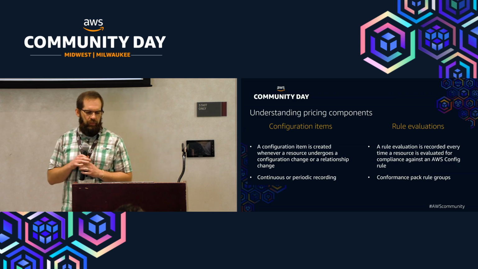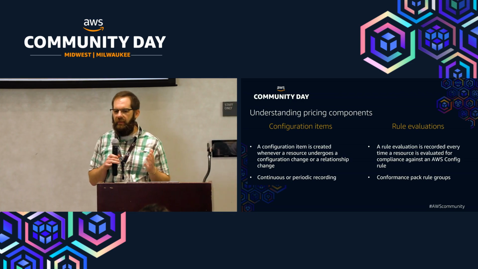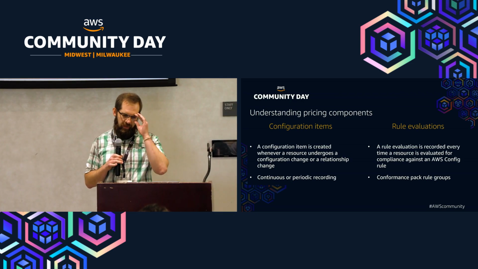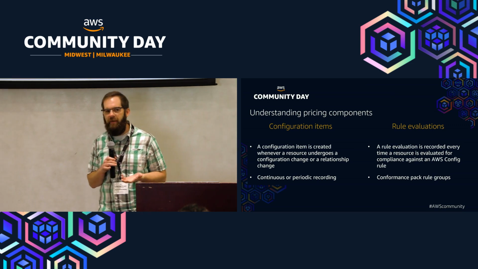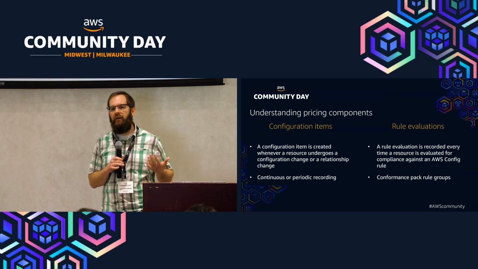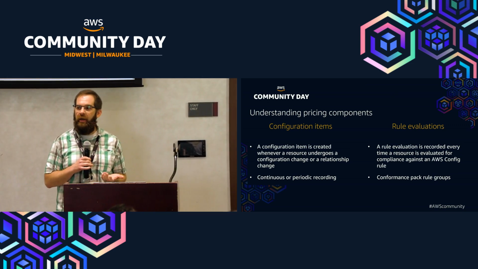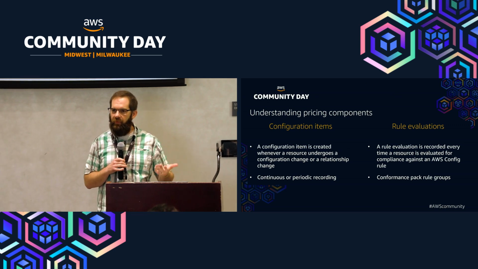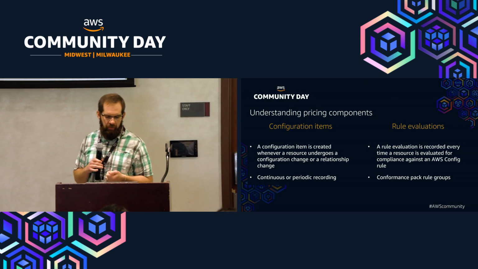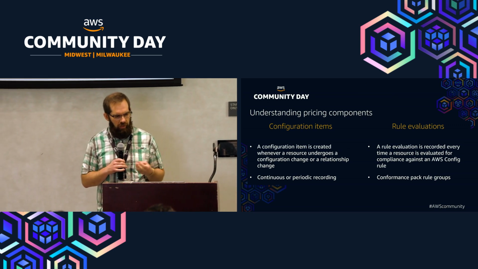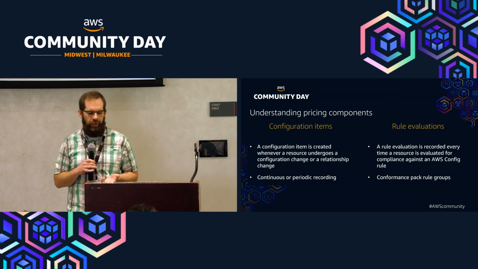So understanding the pricing, because again, that's the thing that often comes up. There are two main categories of pricing for Config. One is configuration items. What is that? Every time I have a resource and it undergoes a state change, I'm going to record that. That's a configuration item. And you pay for every one of those configuration items that gets recorded. So it could be something you created, you changed, you deleted. Anytime a resource undergoes a state change.